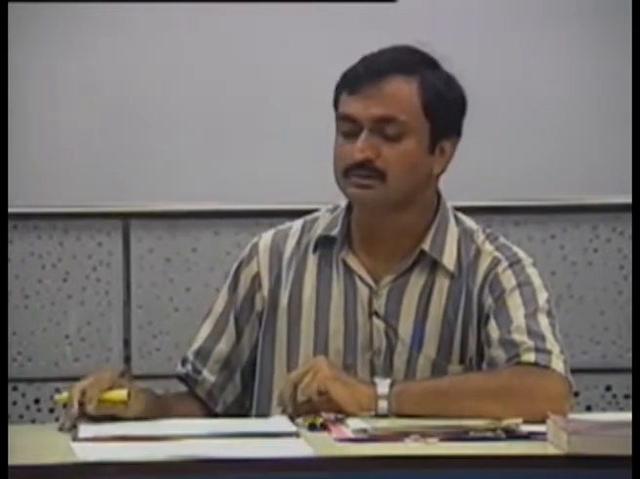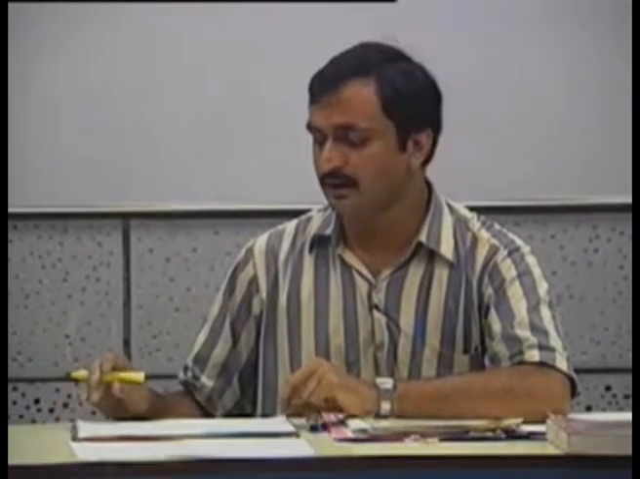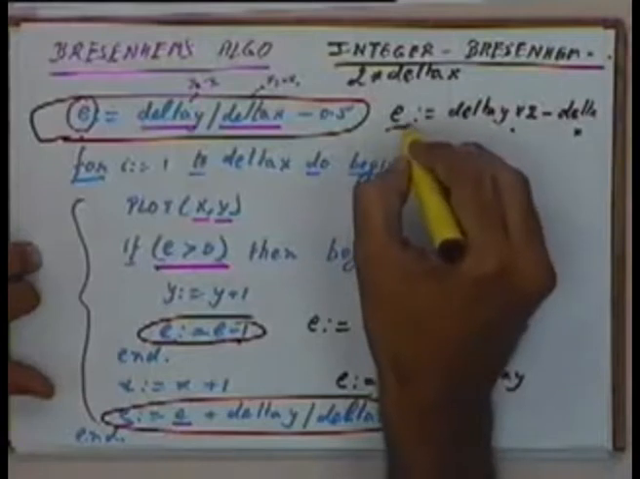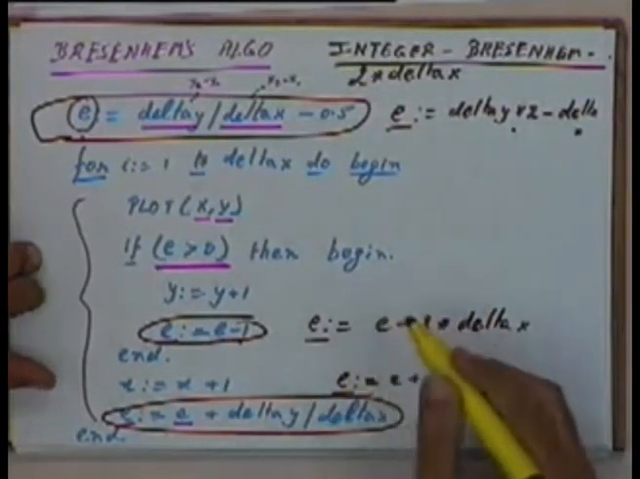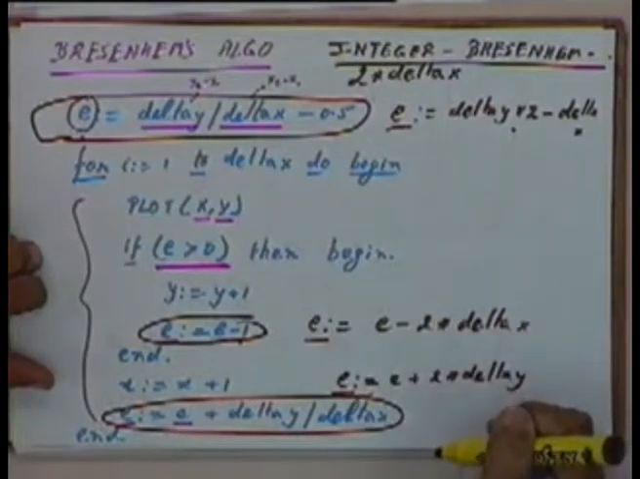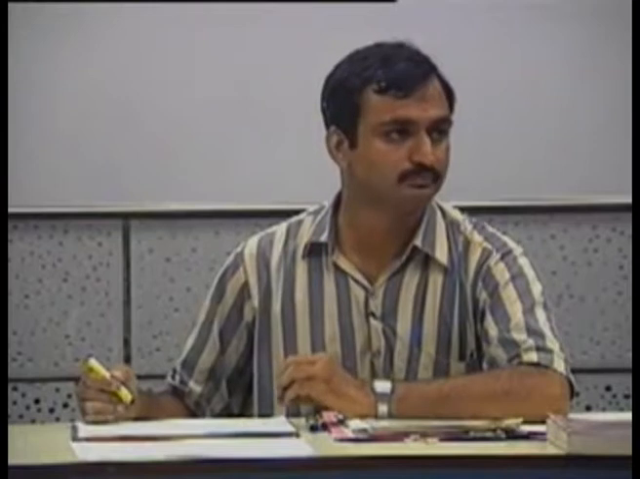This algorithm is superior to the previous algorithms primarily because we are dealing only with integers and we don't have any division in the algorithm. If you don't have divisions, the computation is faster. Divisions are very expensive. So this is the integer version of the Bresenham algorithm.